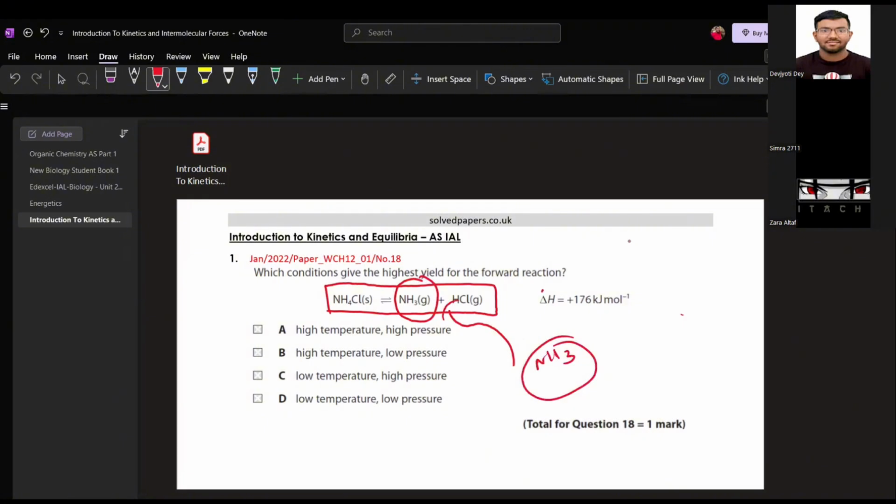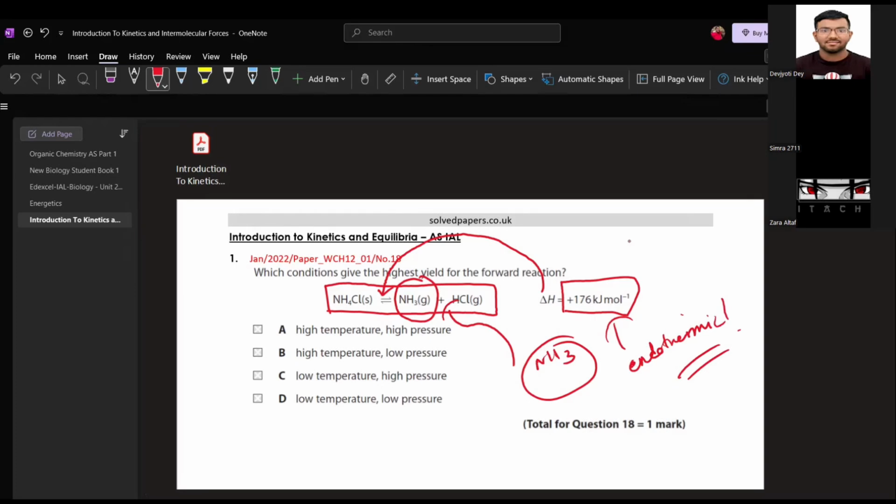The del H value basically represents the enthalpy change for what? Forward or backward? Forward reaction, right? I'm talking to Samya. Yes, sir. Okay, the forward reaction has a positive enthalpy change value. What does it represent? Is it endothermic or exothermic? It's endothermic, right? Yes.